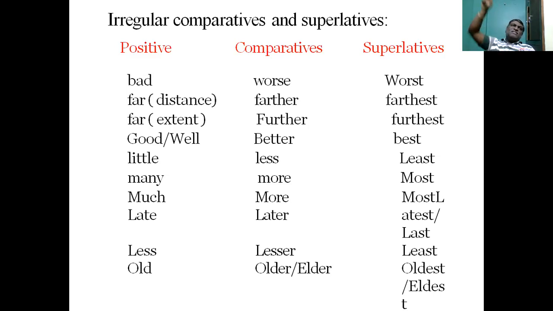That city is the farthest of the state. Okay. Many, more, most. Much, more, most. Late has two forms: later, latest, and last. Latest is very recent, last is in the order.